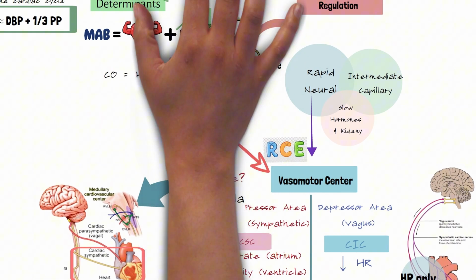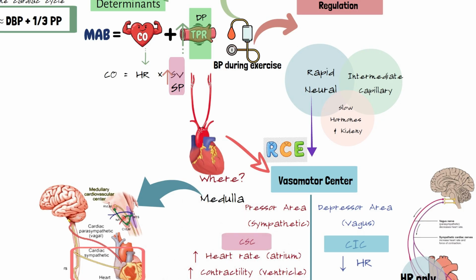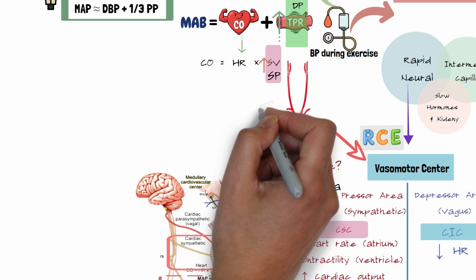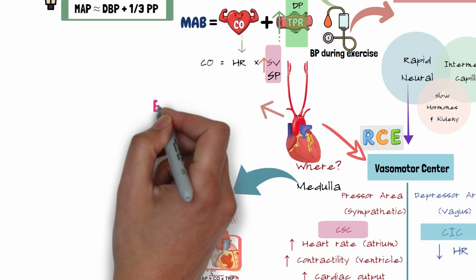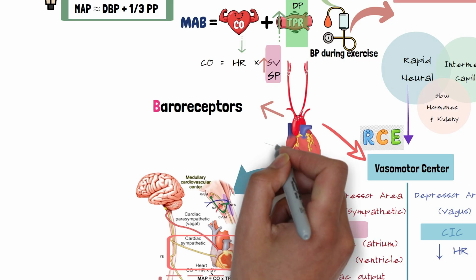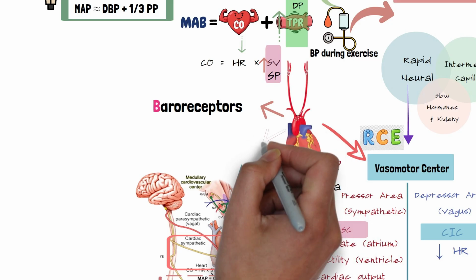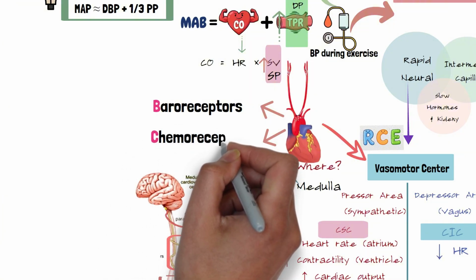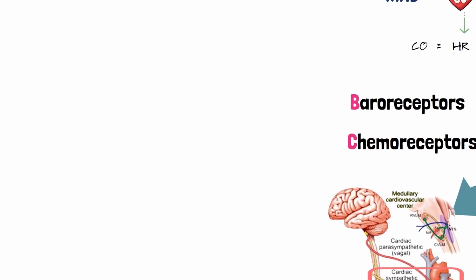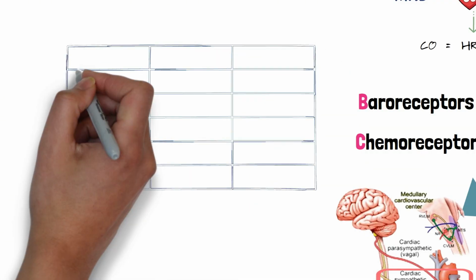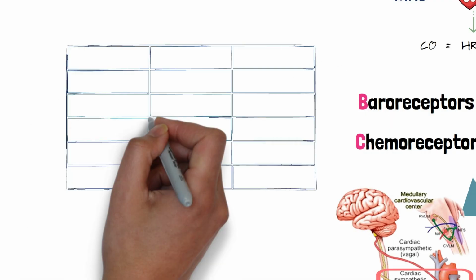What about the receptors for the vasomotors? We have four main receptors, starting with the major two receptors, which are the baroreceptors and the chemoreceptors, and we are going to compare between them according to six important points: the location, the afferent, the stimulus, the effective blood pressure range, and the response.